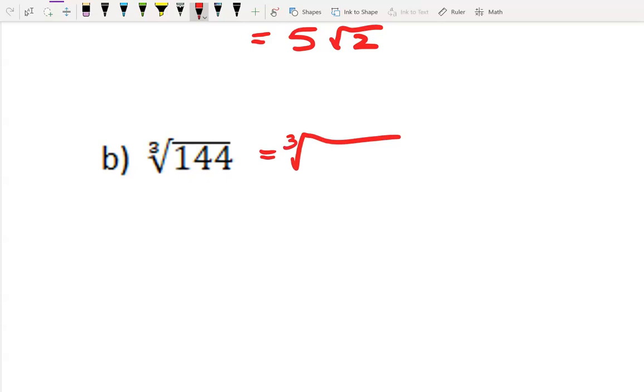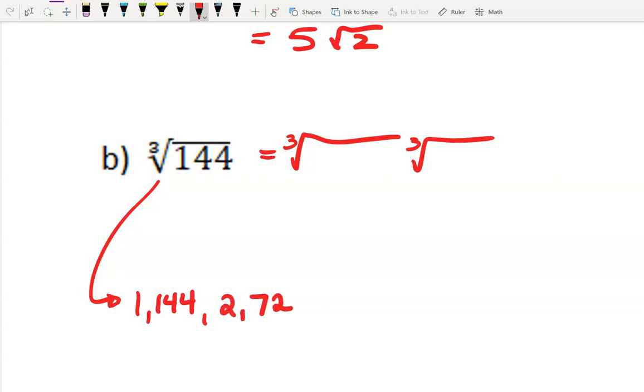Same idea, except this time we're dealing with cube roots. So let's factor 144. The problem is factoring gives me, well, you'll see in a second. Let me write it out. 1 and 144, 2 and 72. Does 3 go into there? Yes, it goes in 46 times. Let's just check that quickly. No, not 46.